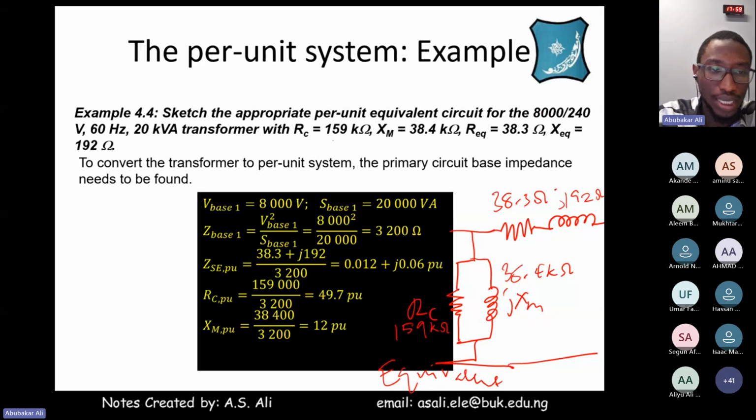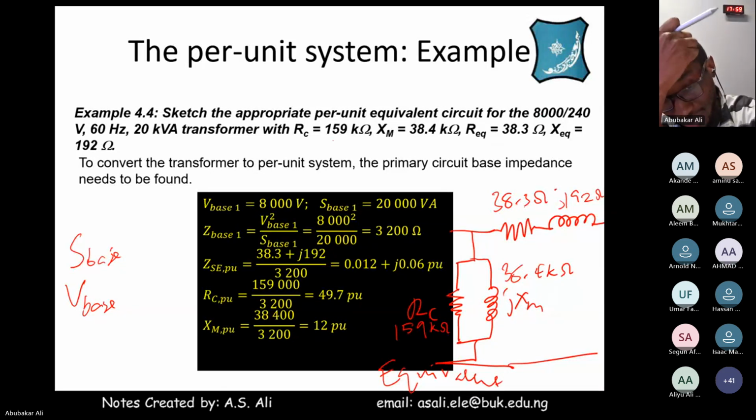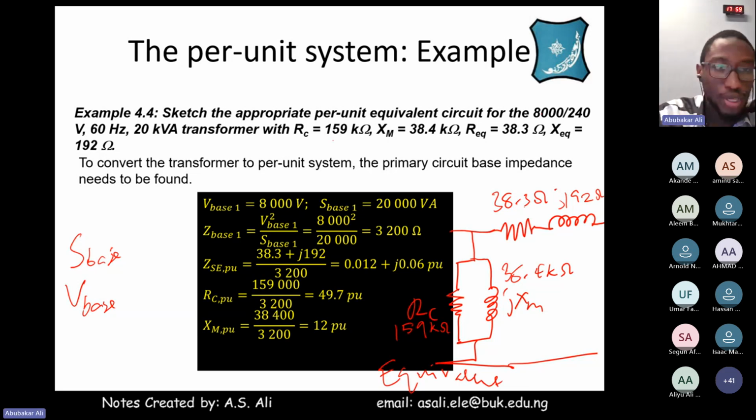So we said, let's pick something, always S and V. You have to pick an apparent power and call it S base, and you have to pick a voltage and call it V base. So you put S base to be 20 kVA, because it is there in the rating of the transformer. All you have to do is bring it here. And the V base is also in the rating of the transformer, 8,000 volts.